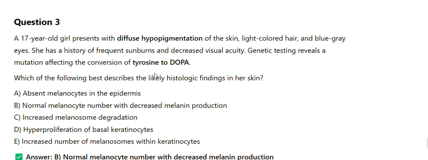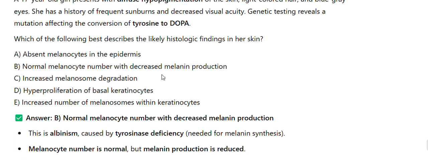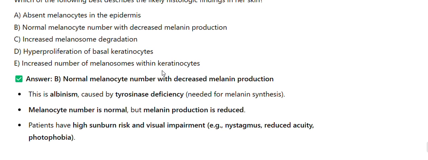Answer: B, normal melanocyte number with decreased melanin production. This is albinism caused by tyrosinase deficiency, which is needed for melanin synthesis. Melanocyte number is normal, but melanin production is reduced. Patients have high sunburn risk and visual impairment, e.g., nystagmus, reduced acuity, photophobia.